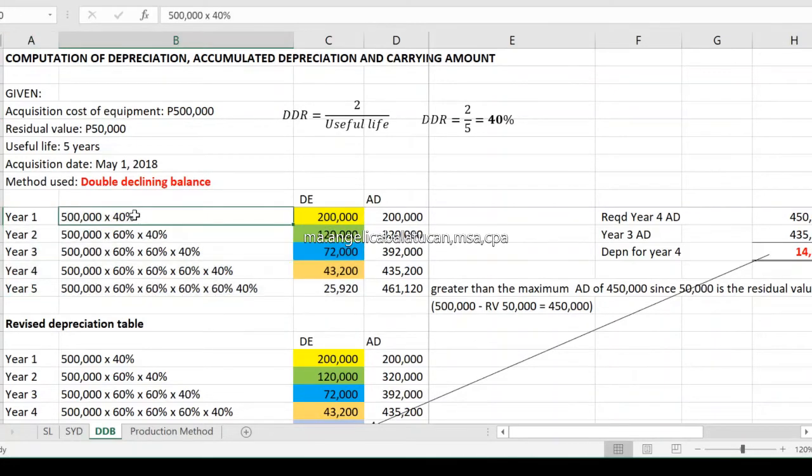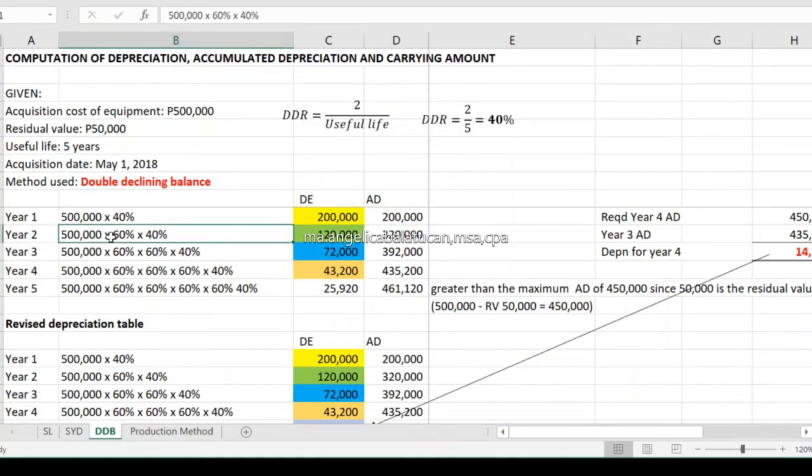You will start with 500,000 again. In the double declining balance method, we will not use the residual value in getting the annual depreciation, but we're going to apply that on the last year. So 500,000 times 40% is 200,000. Okay? So our accumulated depreciation is 200,000 pesos.